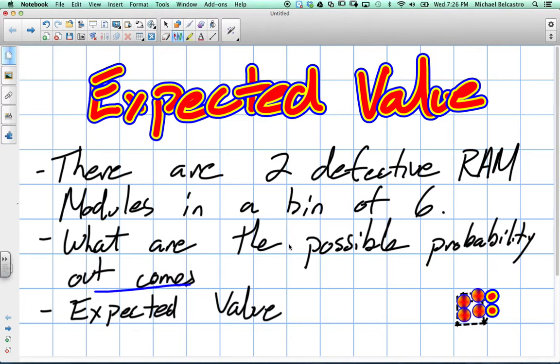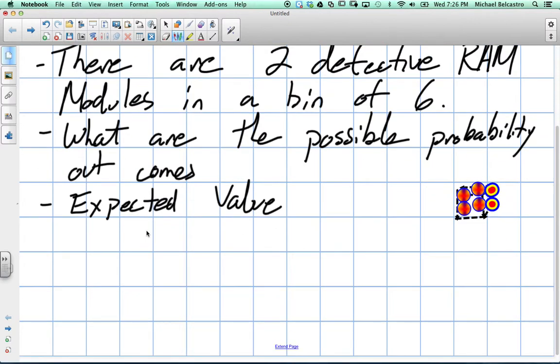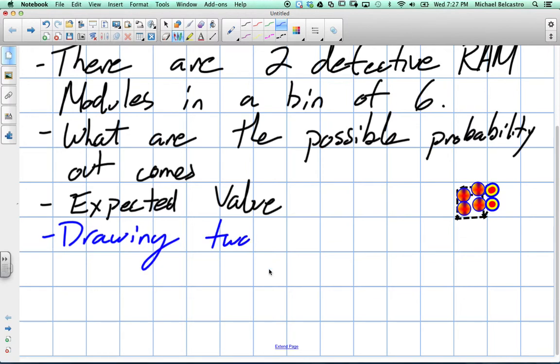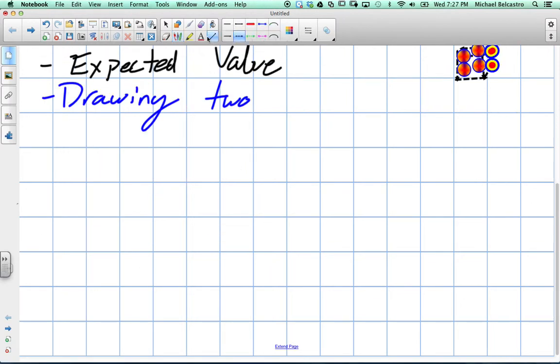So in terms of drawing, if you're a customer and you decide to draw, I have to say how many we decided to draw, right? We decided to draw 2 at a time. Okay, so we're going to make 2 draws. We want to buy 2 RAM modules. So we're drawing 2. That's important for this. So what are our possible outcomes?